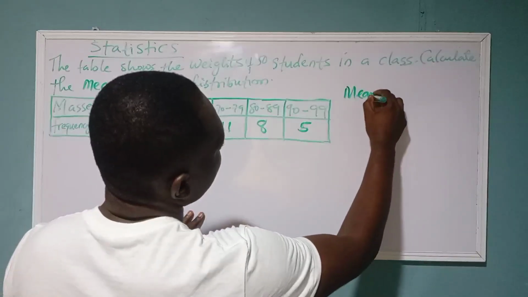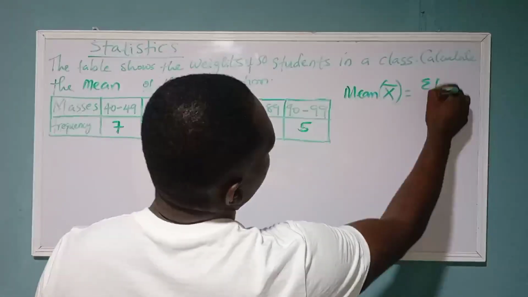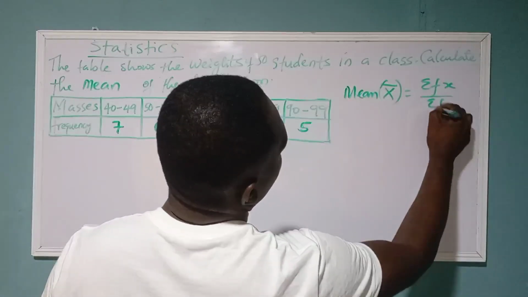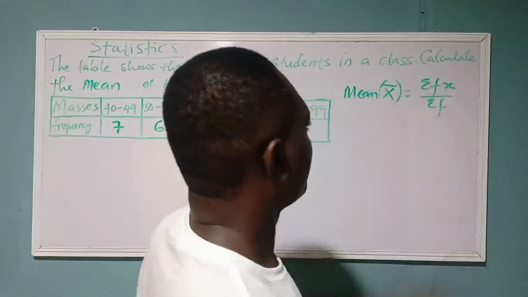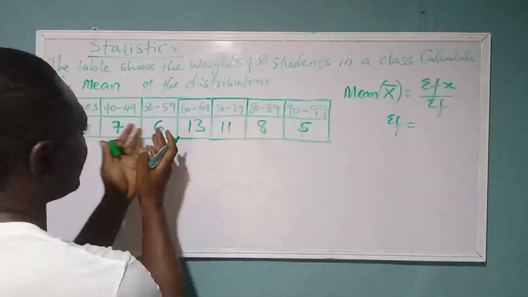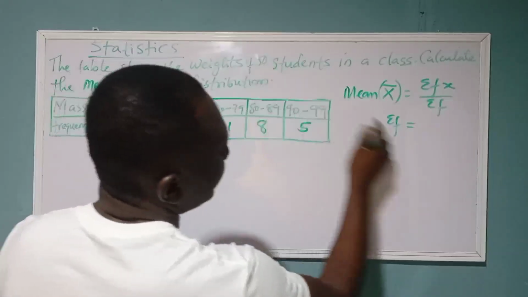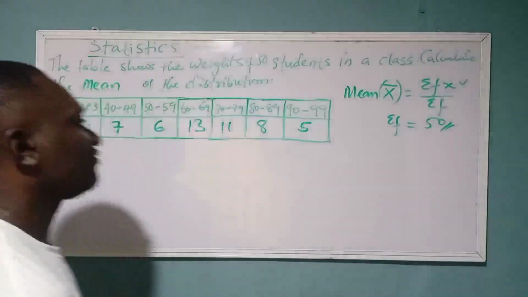If you want to calculate mean, mean is represented by this bar x, and it is given as summation of fx all over summation of f. So how do we get summation of fx and how do we get summation of f? We already know that summation of f is the total frequency. So if you add up all these frequencies, it gives you back the 50 students, right? Then what is left for us to look for is summation of fx.